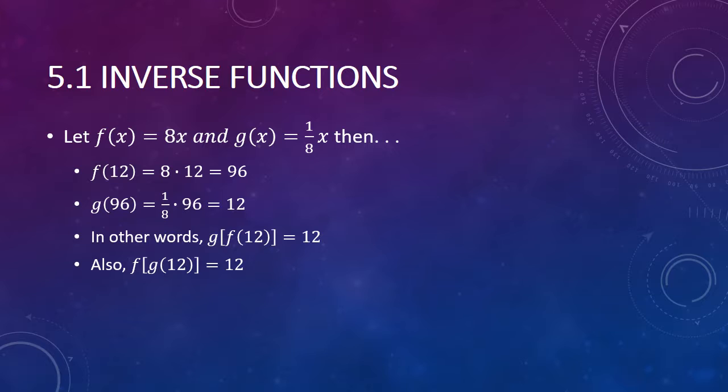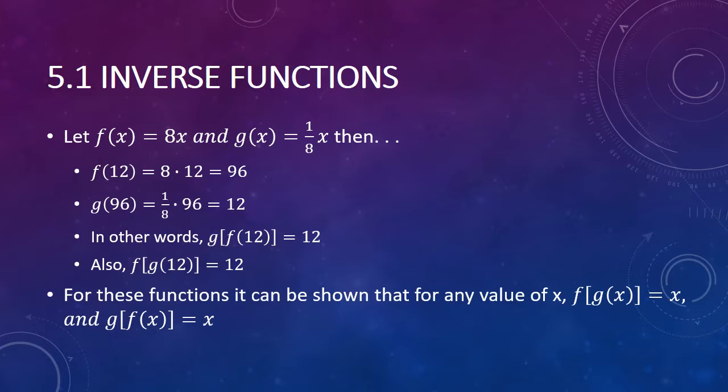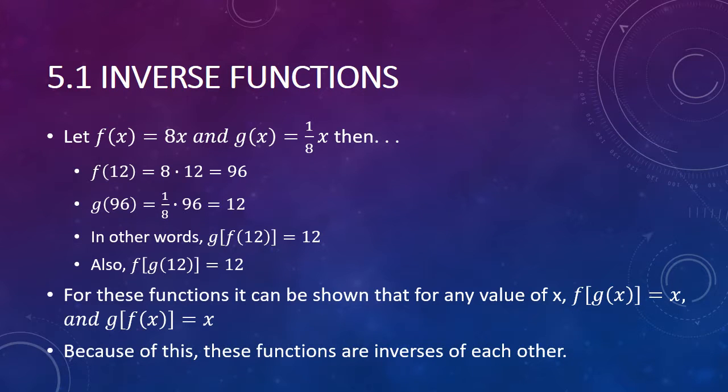Also, you could try this out and see that it works. If you do it the other way around, if you do g of 12 first and then put that answer into f, f of g of 12 will also give you 12. That means that these two functions are inverses. For these functions, it can be shown that for any value of x, f of g of x equals x, and g of f of x equals x. And like I said, that means they're inverses of each other, because when you do one to x, and then right after that do the other, you get back x.